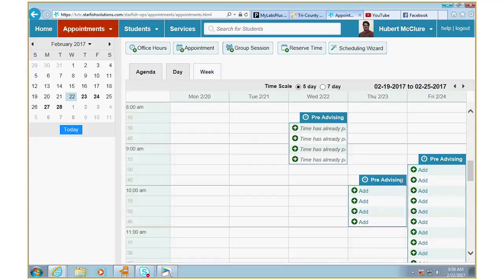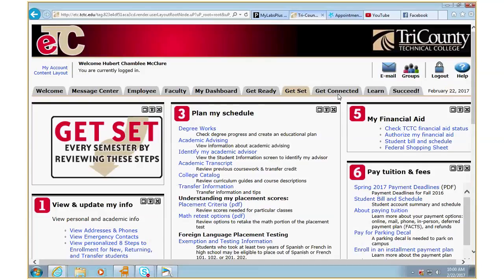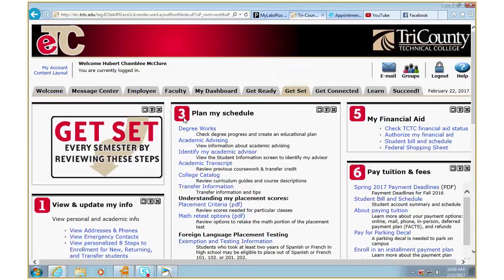Well, let's say you don't know who your advisor is. If you don't, you go to Get Connected, or let's see, Get Set. Hold on, let me find it for you. Here it is. Right here. Academic Advisor. View information about academic advising. Identify my academic advisor. I want everybody to know how to get there. You go under Get Set, and it's under number 3. Identify my academic advisor. Okay, so everybody knows how to find it.